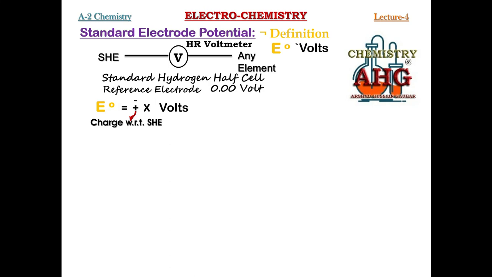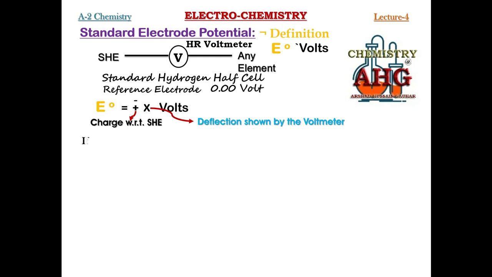But before that, what will be the numerical value? This numerical value is the deflection shown by the voltmeter. This is the reading that is provided by the voltmeter as a potential difference. Now why can this numerical value be negative or positive? It depends on the nature of the other element that was connected to the standard hydrogen half cell.